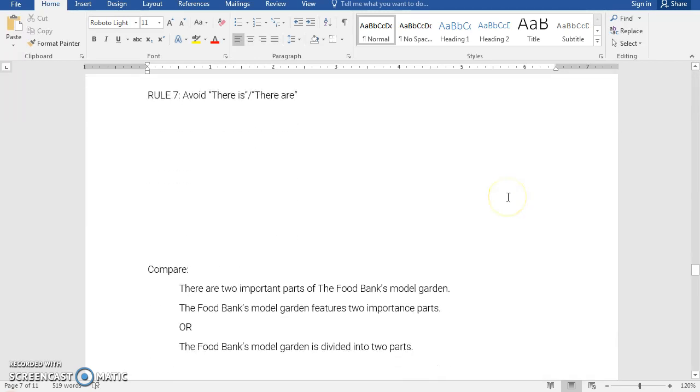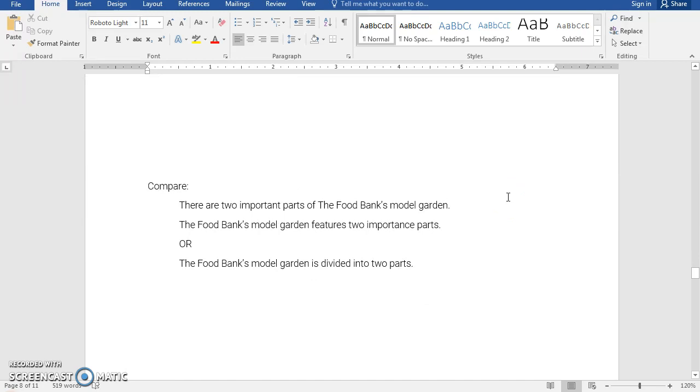As mentioned in the last rule, avoid there is and there are. There are two important parts of the food bank's model garden. Okay, we get it, but it's not interesting. It doesn't really tell us a whole lot. The food bank's model garden features two important parts. Maybe find that a little too bureaucratic or showy. The food bank's model garden is divided into two parts. Now, granted, in that second example, we're using passive voice, but the actor here is not relevant, so why not use passive voice? And I like that word divided. It gives a very clear sense of the breaking up of it. Whereas just saying that there are two important parts doesn't really get that sense that they're divided. So it depends on what you're saying, but you can really give us a more vivid picture by avoiding there is and there are.